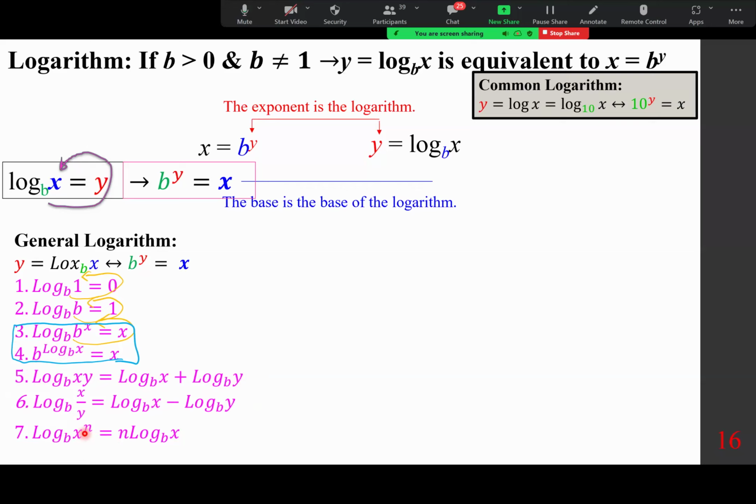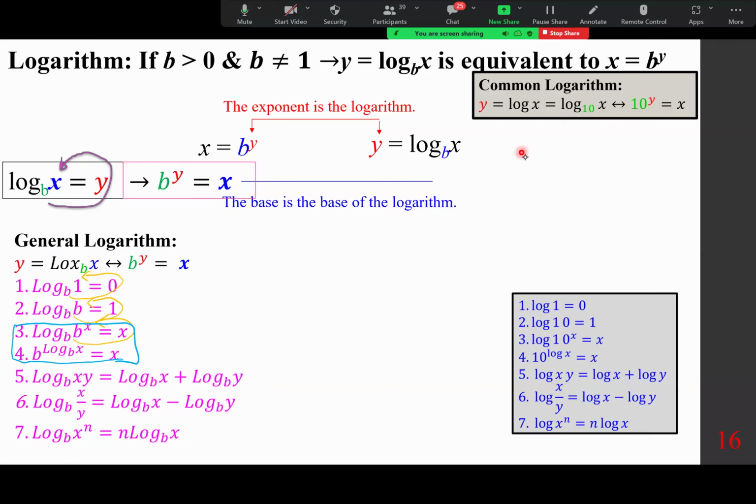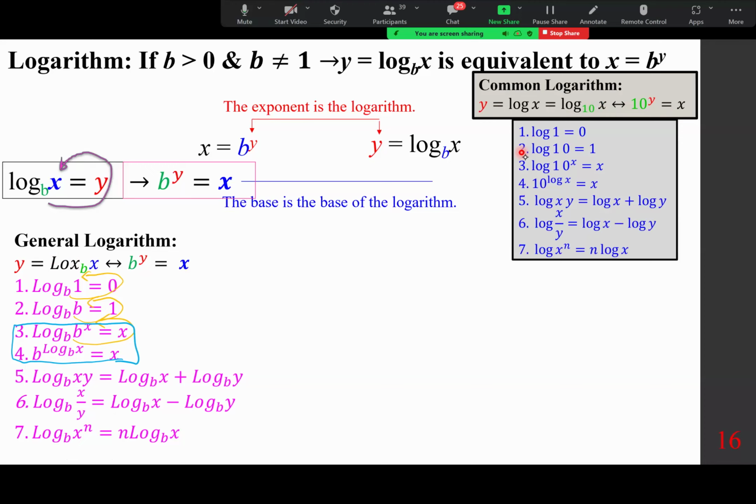In the case of a common log, the base is 10. So when we write log x and we don't write the base, we mean the base is 10. And so if y is log x base 10, that means 10 to the power of y is x. So we can rewrite all of those for base 10. Don't write the base. Log 1 is 0. Now, look at this number 2. This says if the base and the argument are the same, the answer is 1. When you don't write the base, it must be 10. That's why it's log 10.